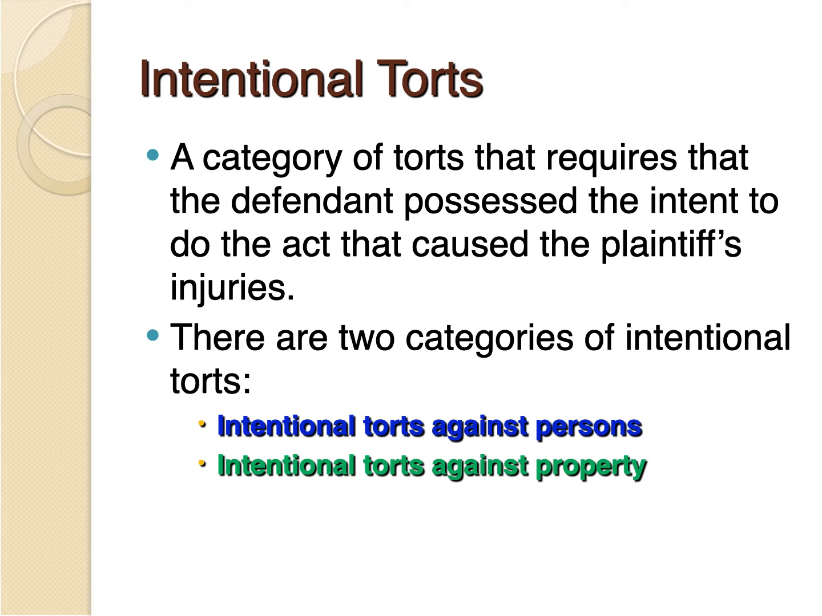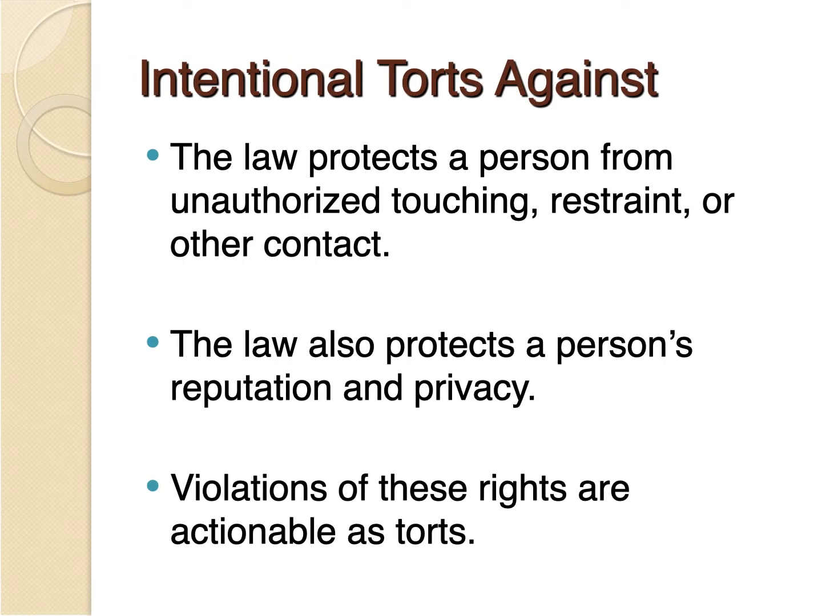With intentional torts, there are two types: intentional tort against a person, and intentional tort against the property of a person. Now, intentional tort against a person is a law that protects a person from unauthorized touching, restraint, or other kind of contact. The law also protects a person's reputation and privacy. If there are violations of these rights, these are considered to be actionable as torts. And these are some examples of actionable torts.